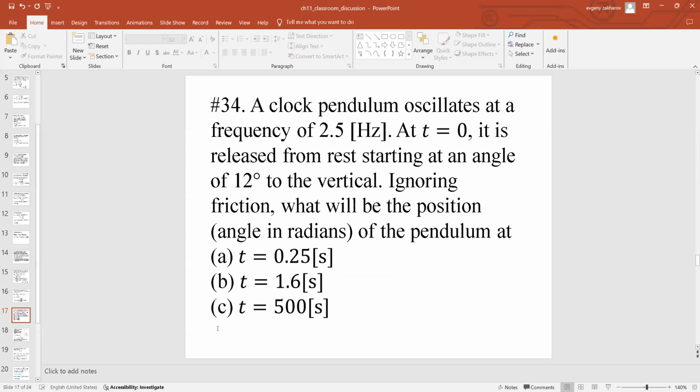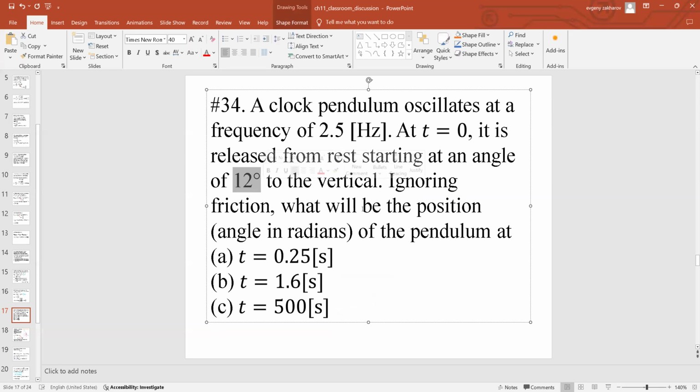Okay, now the pendulum. For the pendulum, we got the frequency of oscillation, 2.5 hertz. And it's released from rest starting at an angle of 12 degrees to the vertical. It's very important. Do you remember anything about angles? Remember how it's up to like 15, 20 degrees? You can call it a small angle approximation. And then your reference angle theta in radians is approximately the same value as the sine of theta. And you call it a simple harmonic motion. So you can use all the equations from simple harmonic motion for the pendulum.